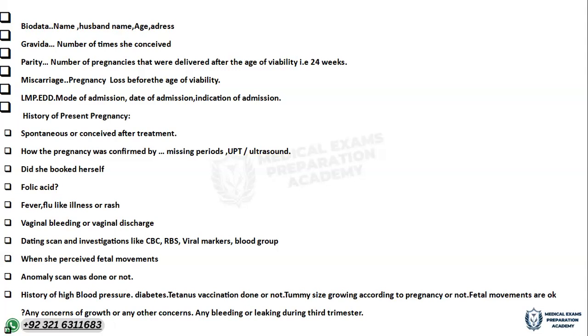And then the questions related to the second trimester are that when she perceived the fetal movements, her anomaly scan was done or not. Routinely, we do the anomaly scan at 20 weeks of pregnancy. Is there any history of high blood pressure, diabetes during the pregnancy? Has she received the tetanus vaccination? And her tummy size is growing according to the pregnancy or not? And fetal movements are okay or not? Are there any concerns regarding the growth of the baby or any other concerns during the pregnancy?